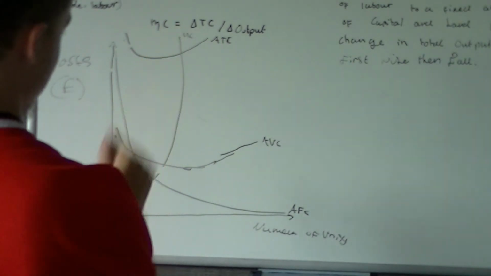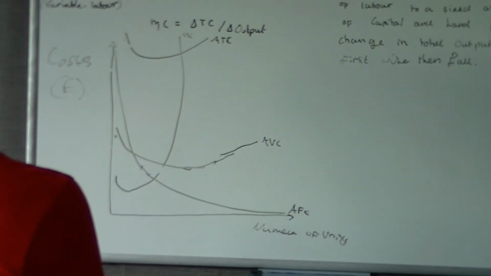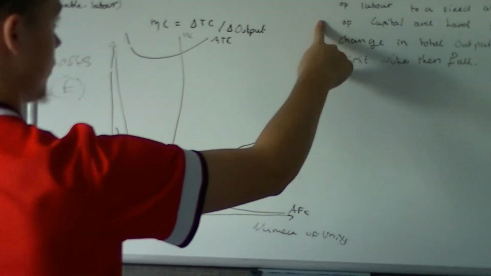Now, the marginal cost is the change in total cost over the change in output. We could say that is directly because of the law of diminishing returns.